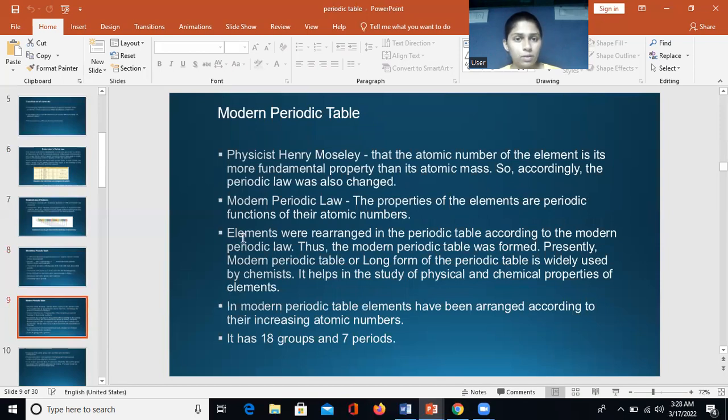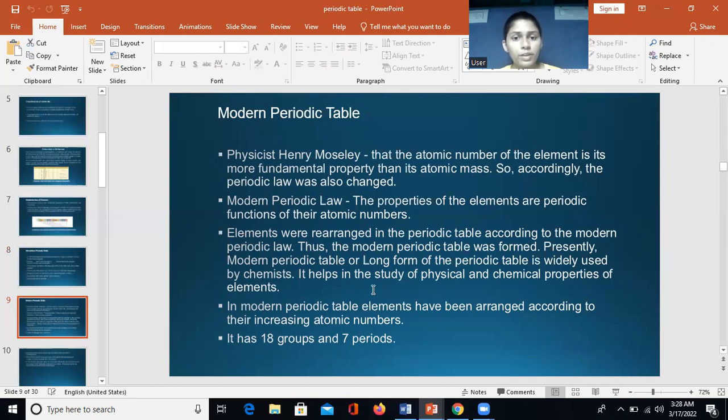Modern periodic table. Physicist Henry Moseley showed that the atomic number of an element is a more fundamental property than its atomic mass. So accordingly, the periodic law was also changed. Modern periodic law states that the properties of the elements are periodic functions of their atomic numbers. Elements were rearranged in the periodic table according to the modern periodic law. Thus, the modern periodic table was formed.